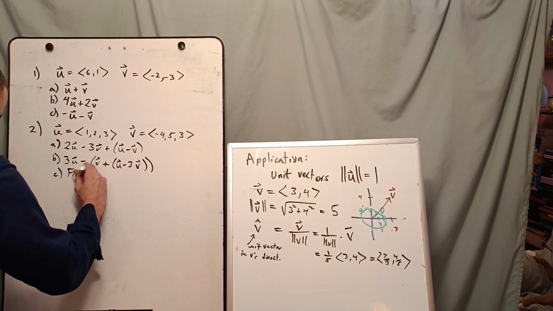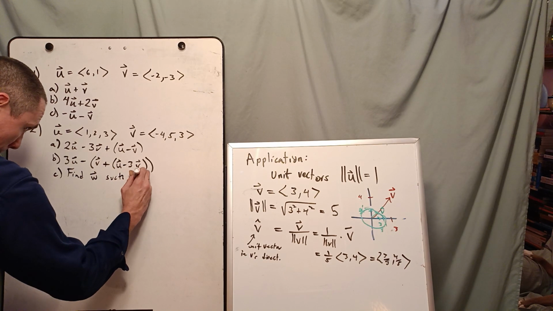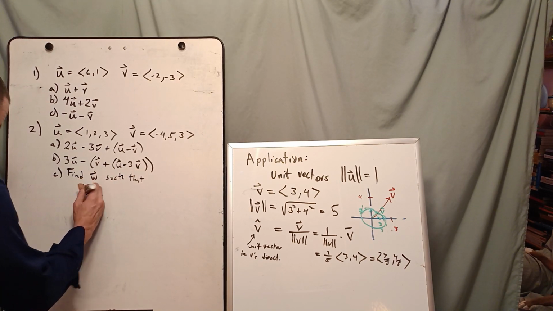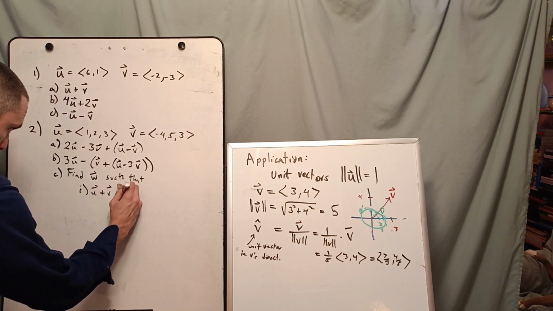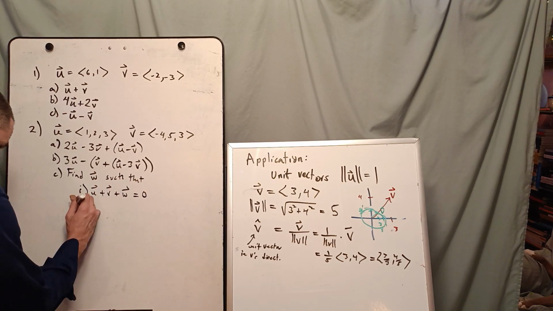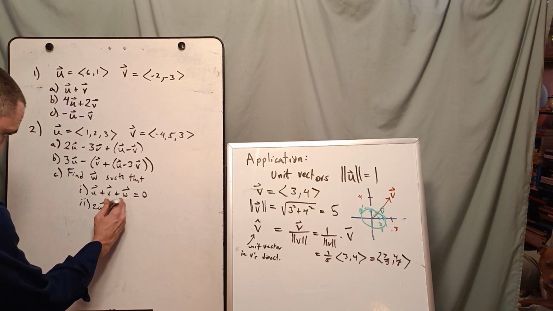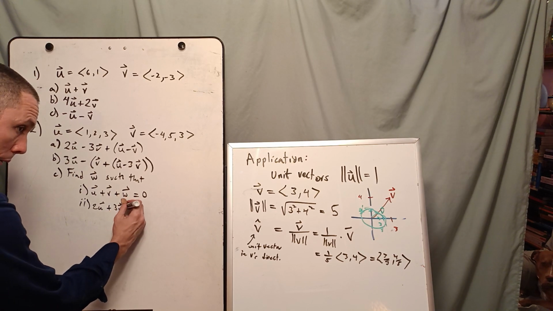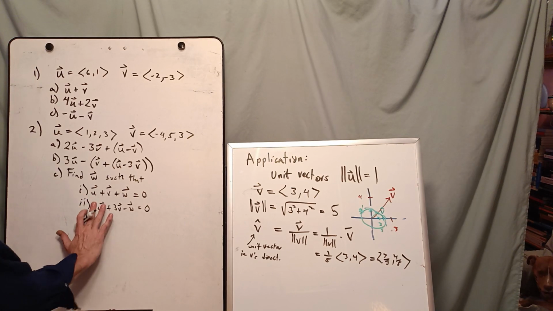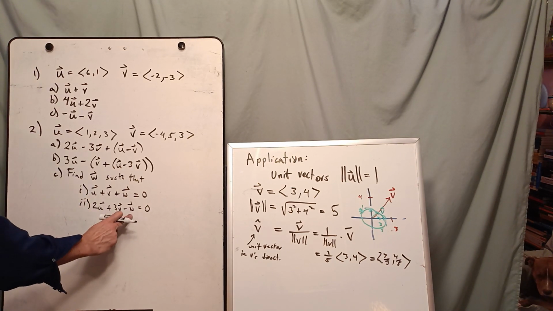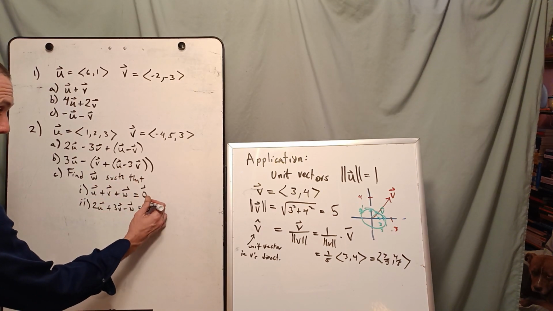Here's a slightly harder one. Find a new vector such that either u plus v plus w is equal to 0, or 2u plus 3v minus w is equal to 0. So we want to find a linear combination, some w such that this linear combination becomes the 0 vector. That should be a 0 vector.